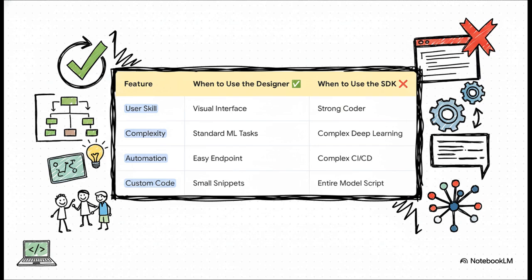Basically, the designer is your go-to if you prefer a visual interface, especially for standard models, or if you need to quickly prototype something. On the flip side, the SDK is where you want to be for the really heavy-duty stuff, like super complex deep learning, setting up sophisticated automated workflows, CI/CD pipelines, or when your entire model is custom-built.